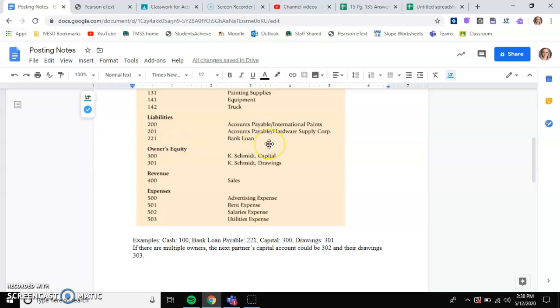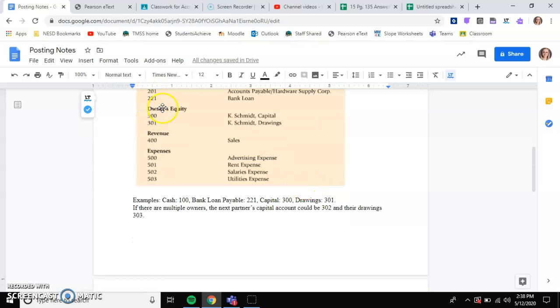They left a whole bunch between accounts payable and bank loan because there could be more people that you owe money to. Owner's equity, 300 for capital, 301 for drawings. If there are multiple owners, the next business partner's account, their capital would be 302, their drawings would be 303. So they kind of stick in order.